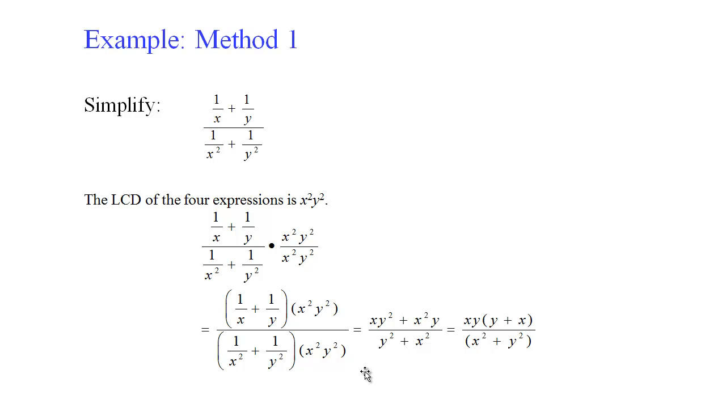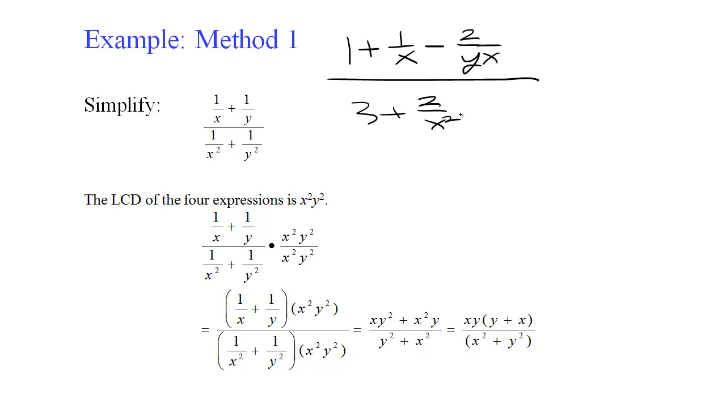In this case, you have 4 expressions, but what if this had 6 or 8 pieces? What if this was something like 1 plus 1 over x minus 2 over y times x all over 3 plus 2 over x squared minus 5 over y squared. Now all of a sudden you've got 6 pieces and you have to come up with the least common denominator for all 6 pieces, and it just gets to be a nightmare.